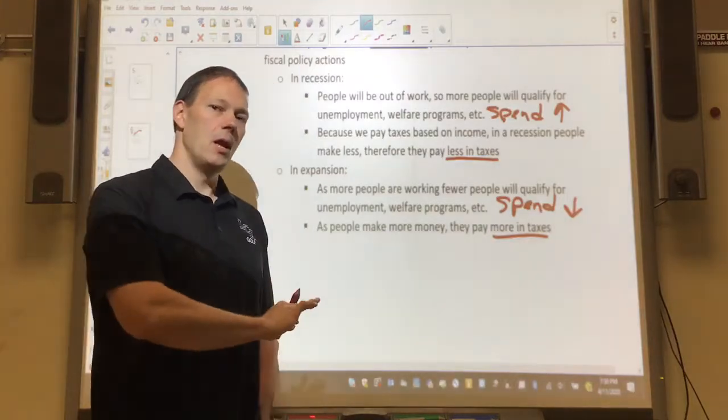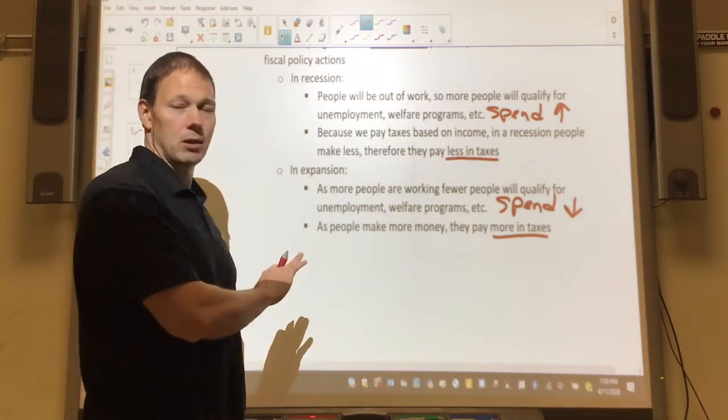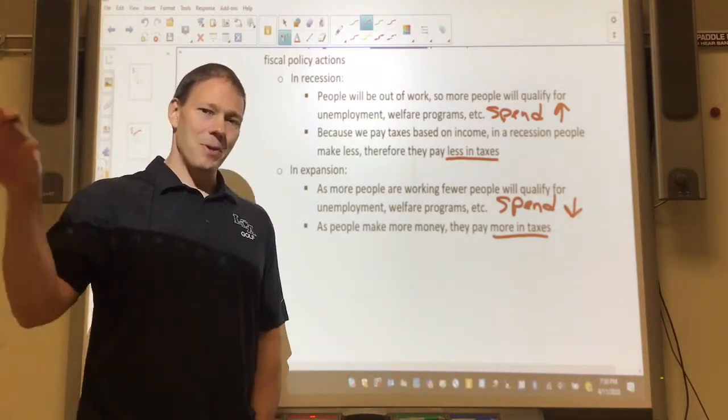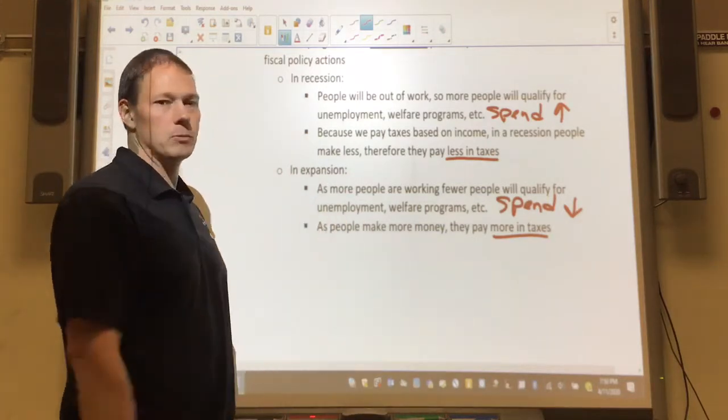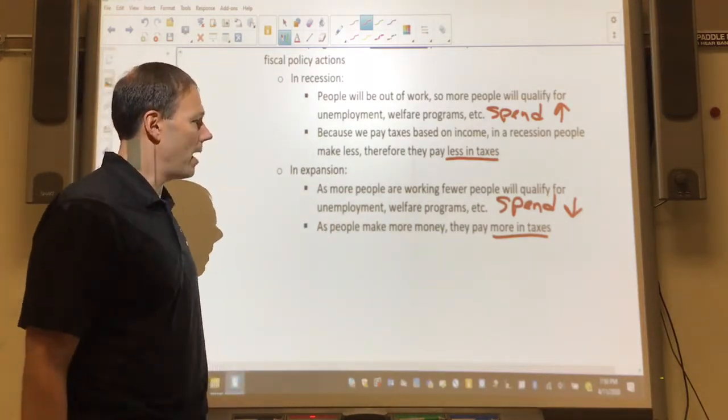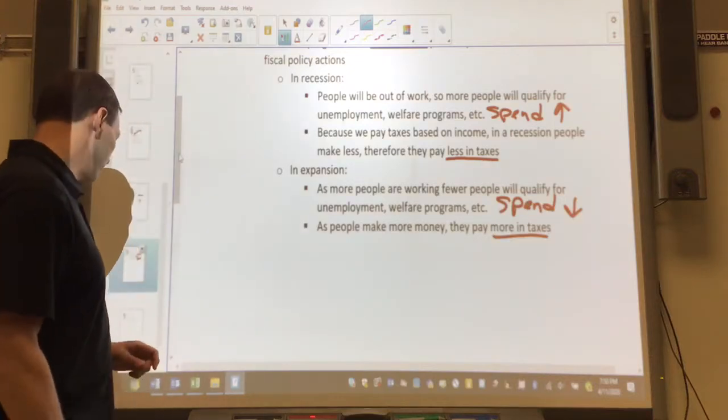And so the key there is that these things happen automatically. The government doesn't need to go and meet and pass bills and all kind of stuff. These programs are in place, and so they happen automatically. That's why they're automatic stabilizers.